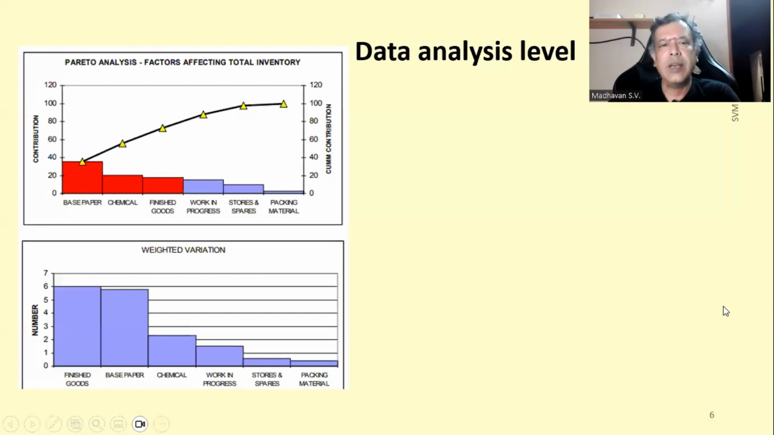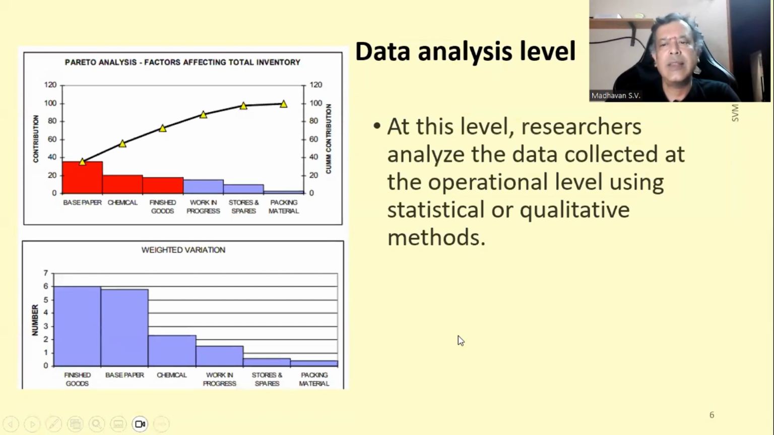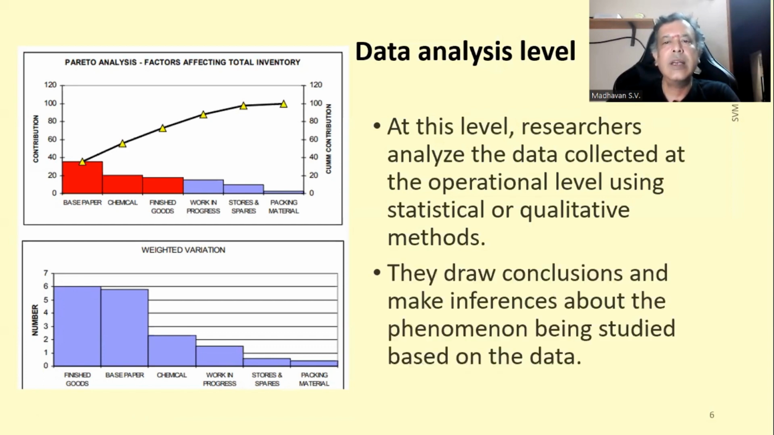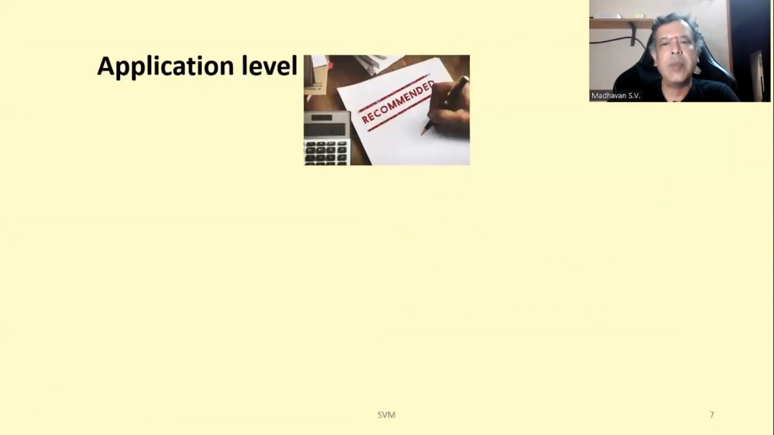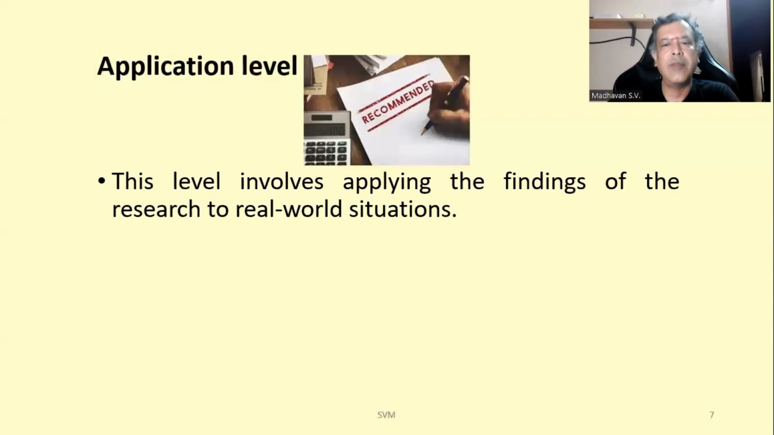Data analysis is the next level, where, based on the measures we took, we analyze the data collected in the operational level completely. We use some qualitative methods or quantitative methods. Generally, when we use a quantitative method, we use some statistical tools and techniques. And at this level, we try to draw some inferences or conclusions about whatever we studied based on the data.